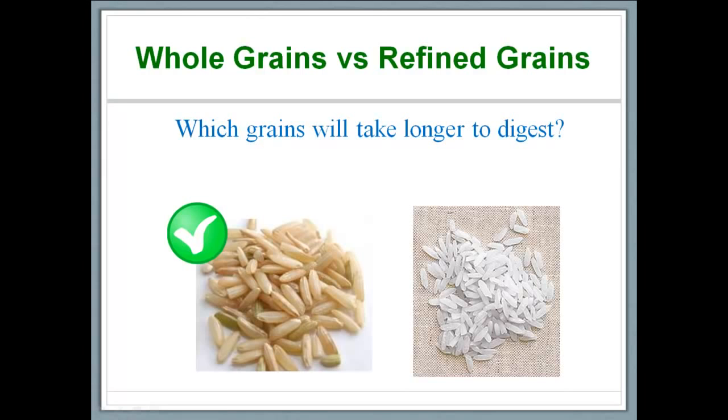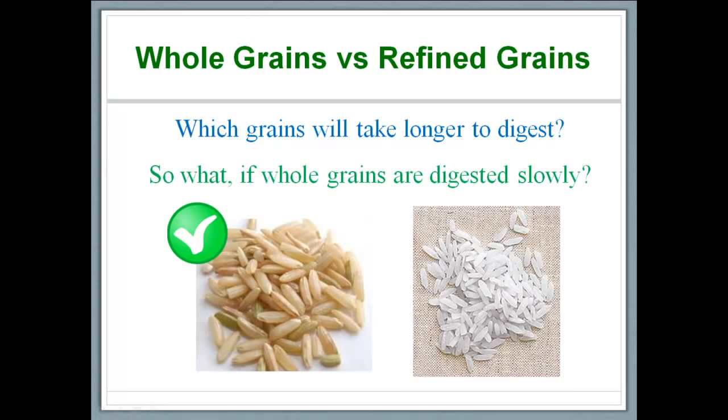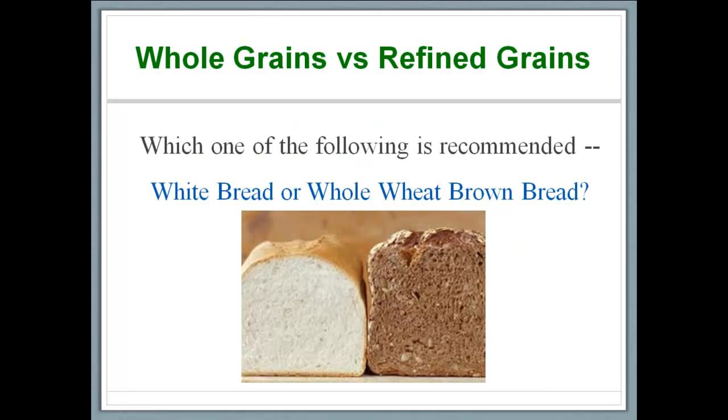So the next question we can ask is, so what? So what if the whole grains are digested more slowly? Well, since the whole grains are digested more slowly, they will provide a more constant source of energy, making us feel full for longer. This is in contrast to refined grains, mind you. The refined grains will provide a spike of energy, which is generally followed by an urge to eat again. So now that we know that whole grains are better than refined grains, can you answer the question on your screen? Which one of the following products is recommended? White bread or whole wheat brown bread?